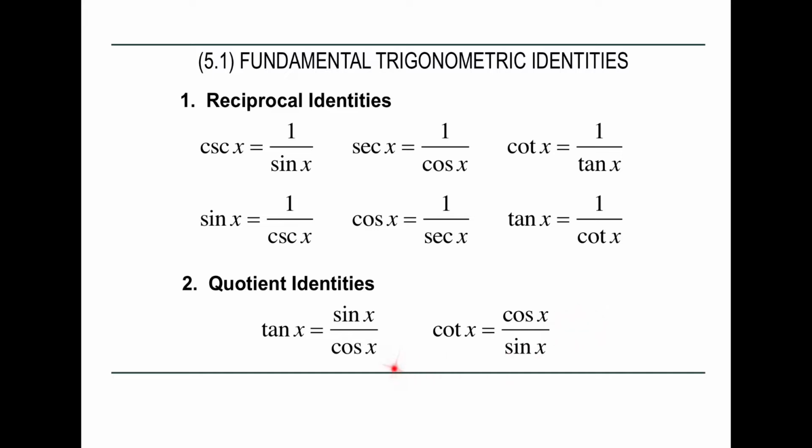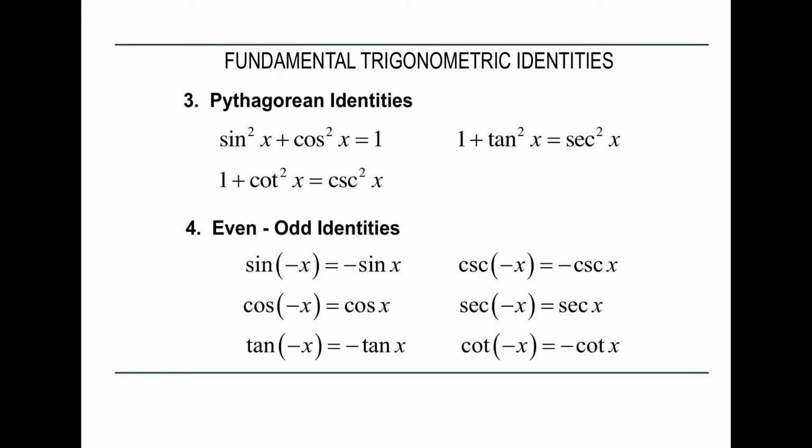You're familiar with those. And then we have the quotient identities, where tangent is made up of sine over cosine, and cotangent is made up of cosine over sine. In fact, if you think about it, all of these can be expressed in terms of sine and cosine. We looked at the Pythagorean identities, which are derivatives of the Pythagorean theorem, where we get relationships with cotangent and cosecant, tangent, secant, sine, and cosine.